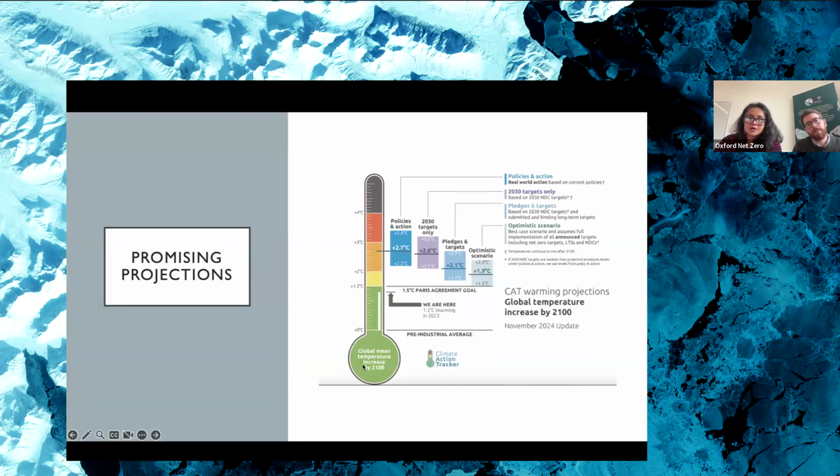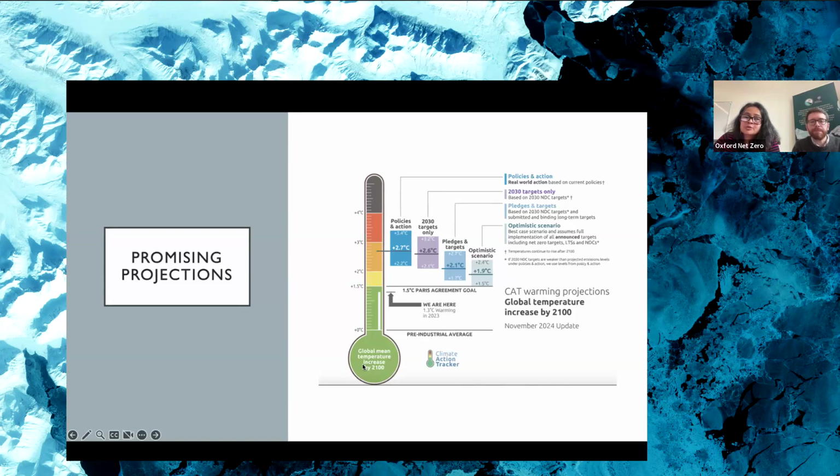All of this, of course, is quite heartening, and this has led to many promising projections of decreases in the expected increase of global temperatures. So if all nationally determined contributions, that are short-term contributions, and net zero targets, long-term strategies, are implemented in the most optimistic scenario, we would limit temperature increase to 1.9 degrees centigrade, but this is, of course, premised on all pledges and targets being implemented.